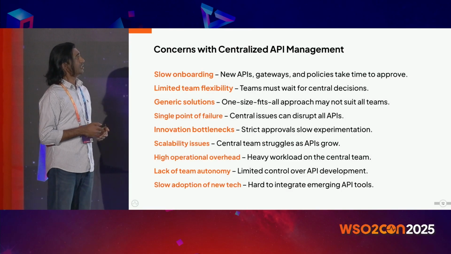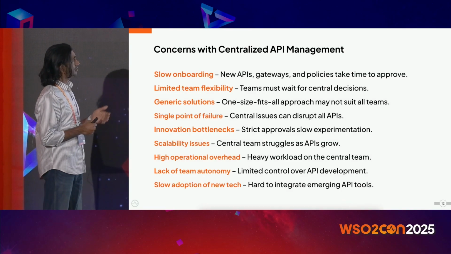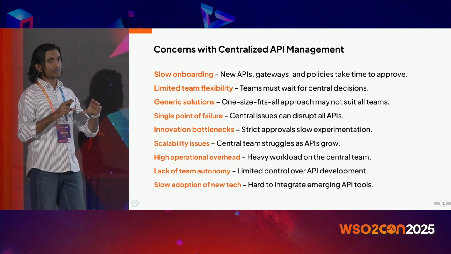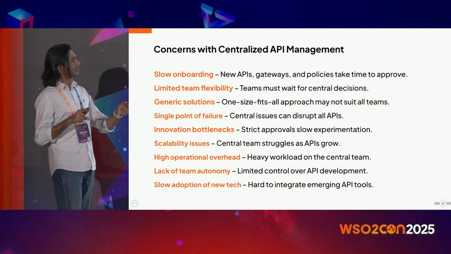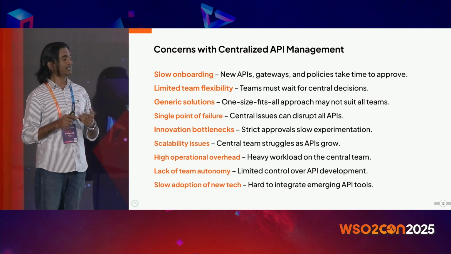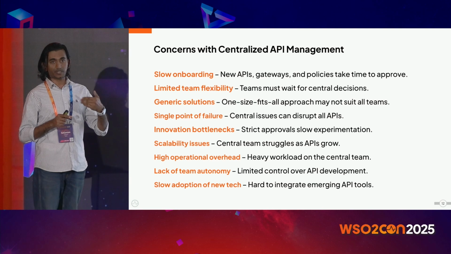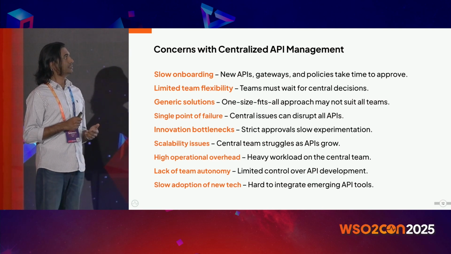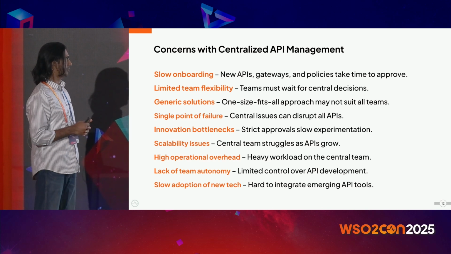So then again, problems associated with that. One major thing is slow onboarding. Since we have this central API management team, which can be a bottleneck because they get too many requests from different business units, they will have to go through these requests one by one, and then it can take some time. So when we provision APIs, provision gateways, it can take some time.